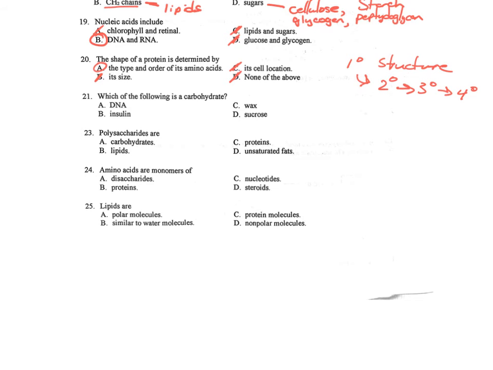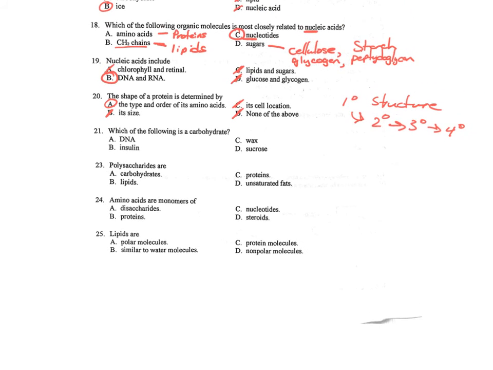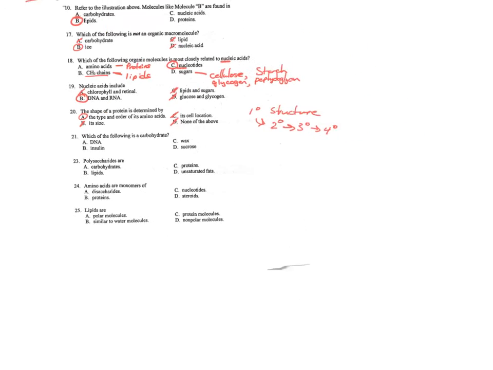Which of the following is a carbohydrate? DNA. What is DNA? You just said it a minute ago. DNA, nucleic. It's a nucleic acid. Right. Let's go back and review it one more time.